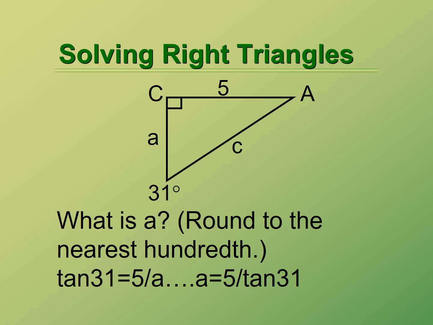So in the calculator, I'll do 5 divided by... The tan button is two above the button 9 on your calculator. So there's tan 31, close the parentheses, hit enter, and I get 8.3213 and so on. We're rounding to the nearest hundredth, so we look at the thousandths, which is a 1, which doesn't do anything for our rounding. So we get 8.32.